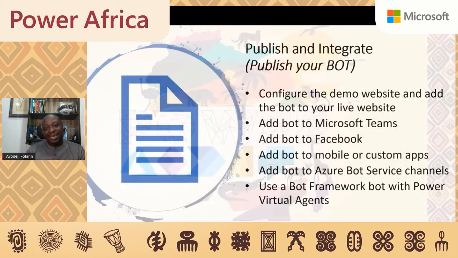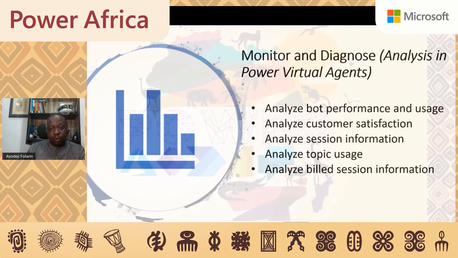So we're going to publish and integrate our bots into any form of application we want to put it on. We can try to put it on Facebook, Microsoft Teams, put it on our website or the demo site. We can add it to a mobile or a custom app, and we can do lots and lots around the bot. Once we are done with testing it, we put it wherever we want to put it. Maybe today I can just drop it on my Facebook or Microsoft Teams, so we can interact and test and see how it works.